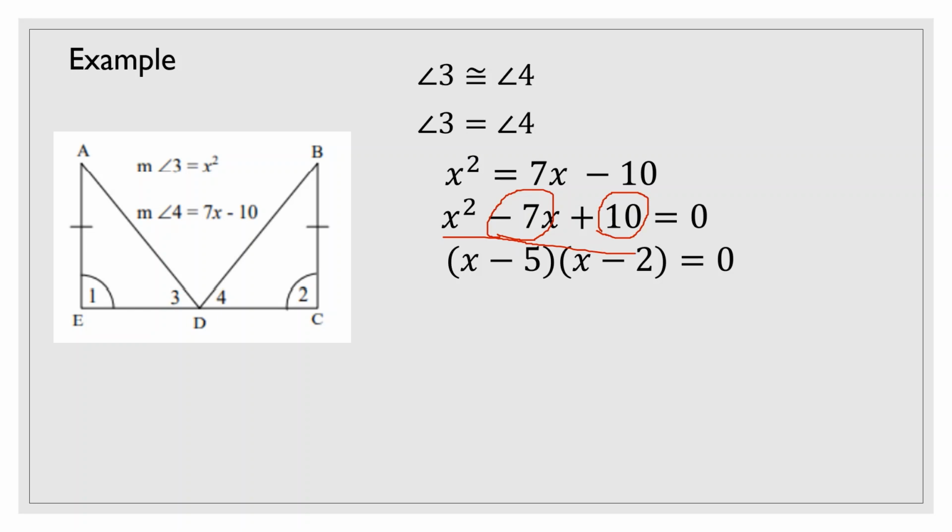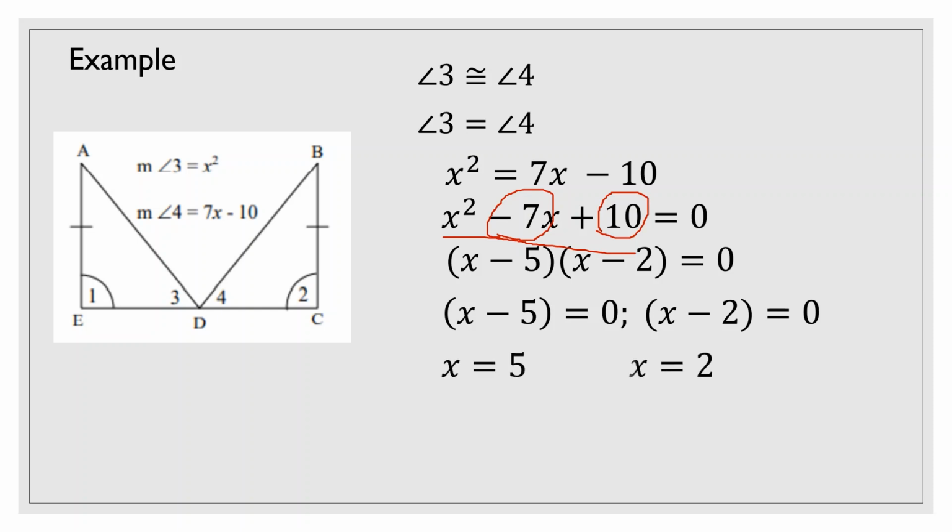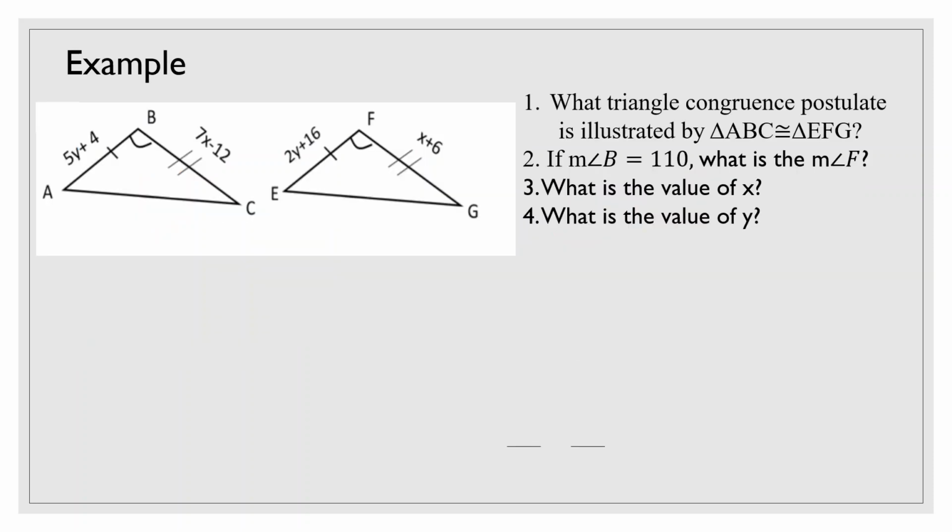So now apply zero product property. So x minus 5 is equal to 0 and x minus 2 equals 0. So the value of x, we have 5 and x is 2. So there are two values of x. They are 5 and 2. In the next example, we are going to solve here for the value of x and value of y. But before that, let us answer the other questions.